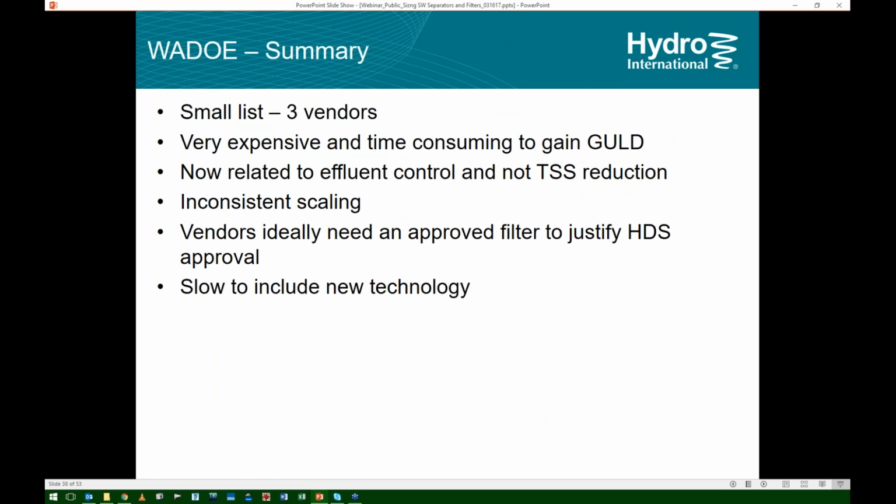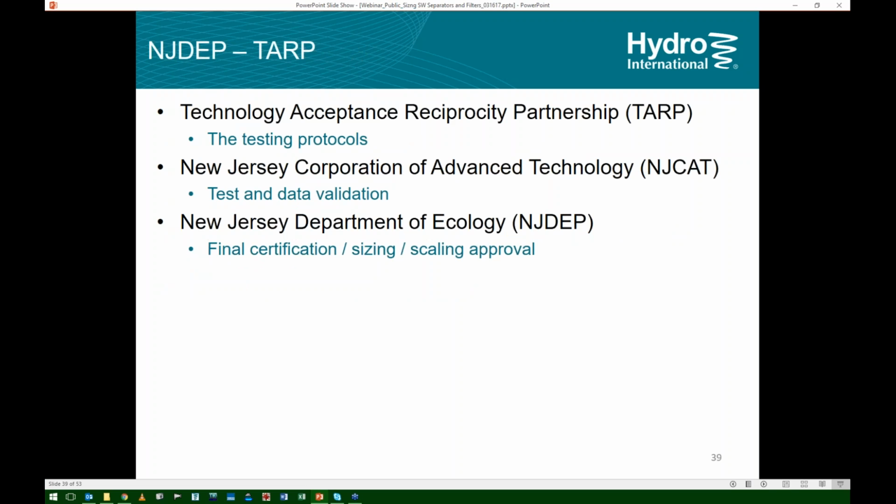So really, when we look at Washington DOE as an option, it's a small list of vendors, it's expensive and time consuming to get through, and it has some legacy problems in it. And it's not really going to be favorable to new technology or new companies coming along because there's a huge barrier to entry and cost and time here. So what options have I got? Well, New Jersey is an option.